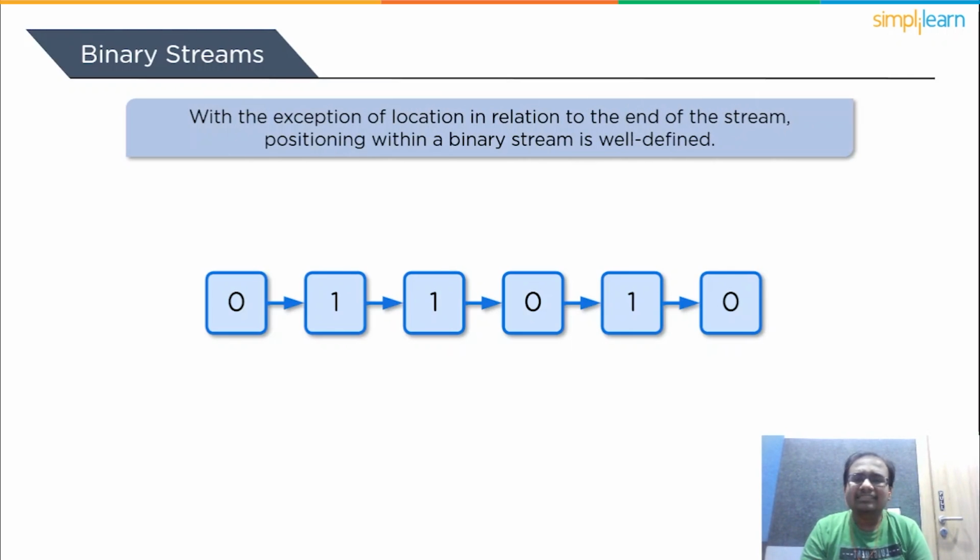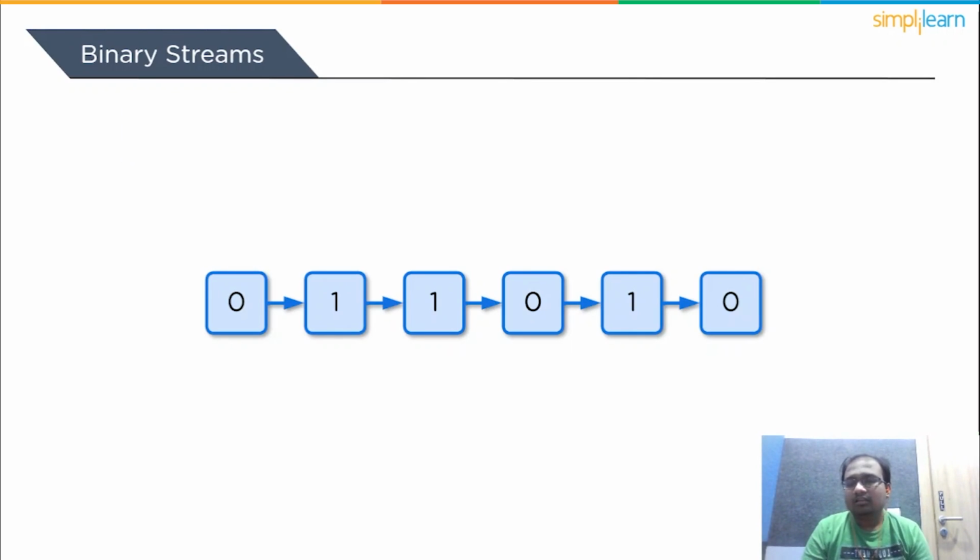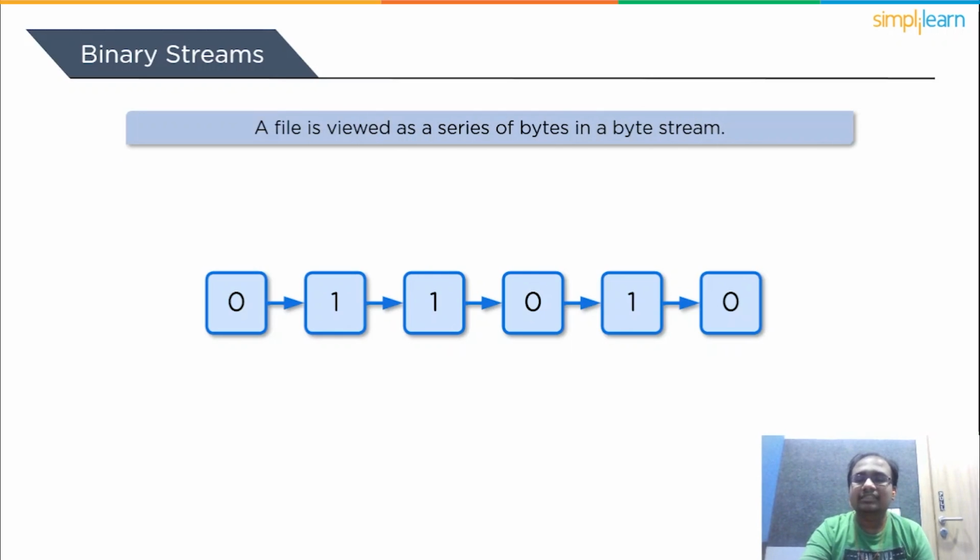Then, except for positioning relative to the end of the binary stream, location within a binary stream is always well defined. The current file position indication can be obtained and changed the same way as a text stream can. Finally, the file is viewed as a series of bytes in a byte stream, except for the potential changes discussed previously. The stream appears to the application as the same sequence of bytes.